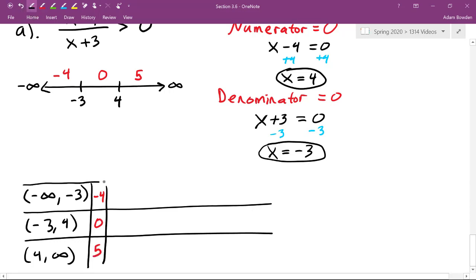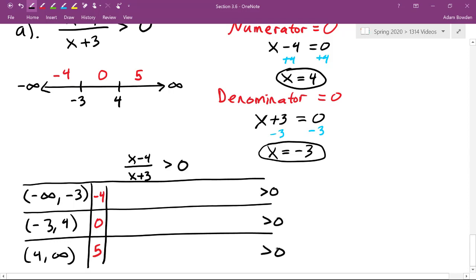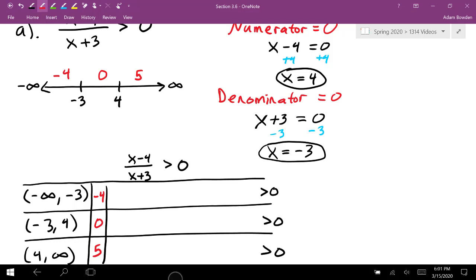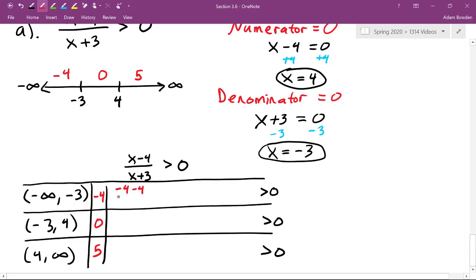And now what are we going to be plugging these test values into? We're plugging them into x minus 4 divided by x plus 3, and we're checking for greater than 0. So let's see how that goes. If we plug in negative 4, it would look something like this, which turns into negative 8 divided by negative 1, which is just equal to positive 8. Since this is greater than 0, this one checks out as part of our solution.